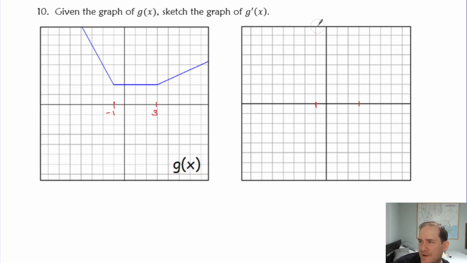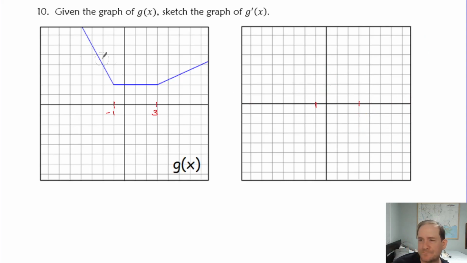Does that mean it'll be a vertical asymptote? Or does it mean it'll be a hole? Or does it mean it'll be like a jump discontinuity where we come in from one side, leave from somewhere else? Who knows? Let's think it through and see what happens.